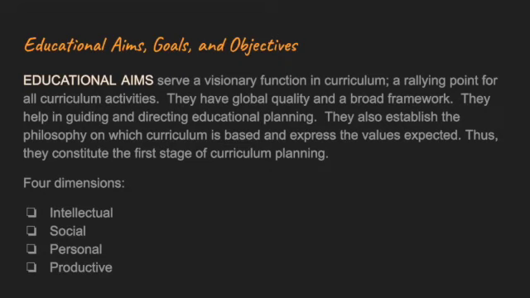There are four dimensions: intellectual, social, personal, and productive. Intellectual aims focus on the development of the intellect. Social aims deal with interpersonal relationships. Personal aims deal with self-development. So how do you want to develop your students? How do you want to develop your faculty? How do you want to develop your entire school? And then productive aims should address economic aspects of the society, both micro and macroeconomics. So your school should be able to contribute to the improvement or the development of the society. So that is for the aims.